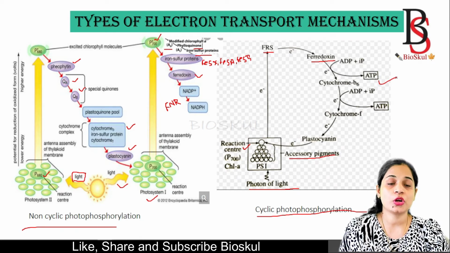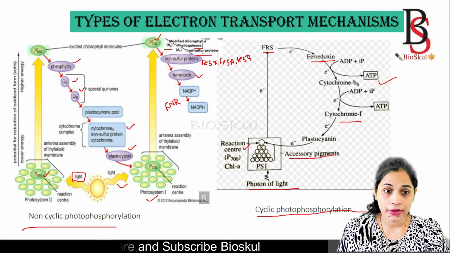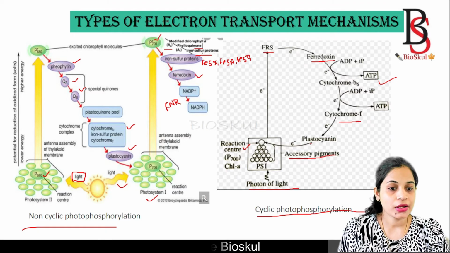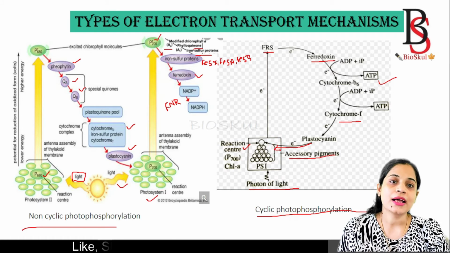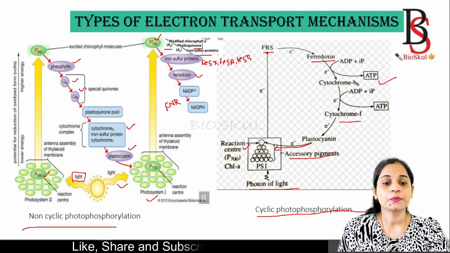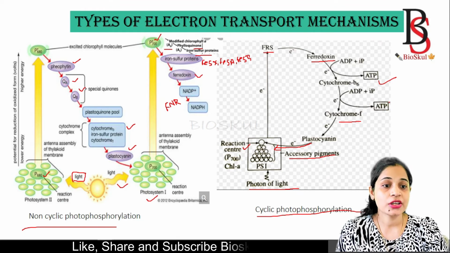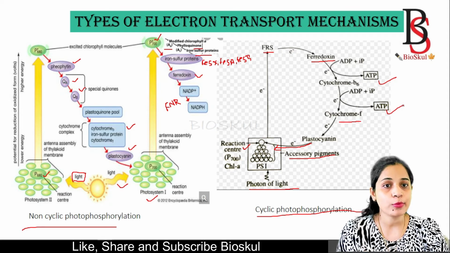because the excited electron will help in the transportation of hydrogen ions from the stroma to the thylakoid lumen, which will lead to the formation of ATP. Then from cytochrome F, it will be moved to plastocyanin, and from plastocyanin, here you can see it returns back to the reaction center. That's why it is known as cyclic photophosphorylation. So cyclic photophosphorylation leads to the production of only ATP. There is no production of NADPH in cyclic photophosphorylation.